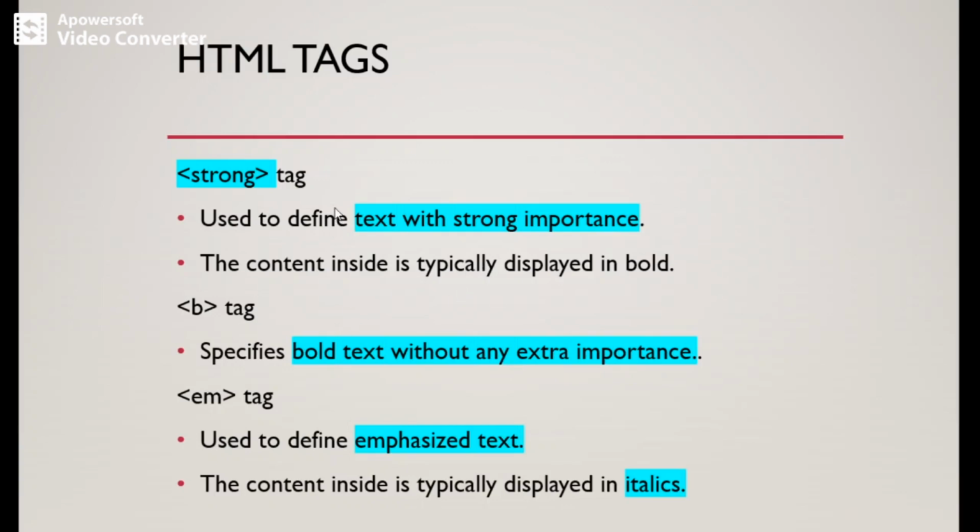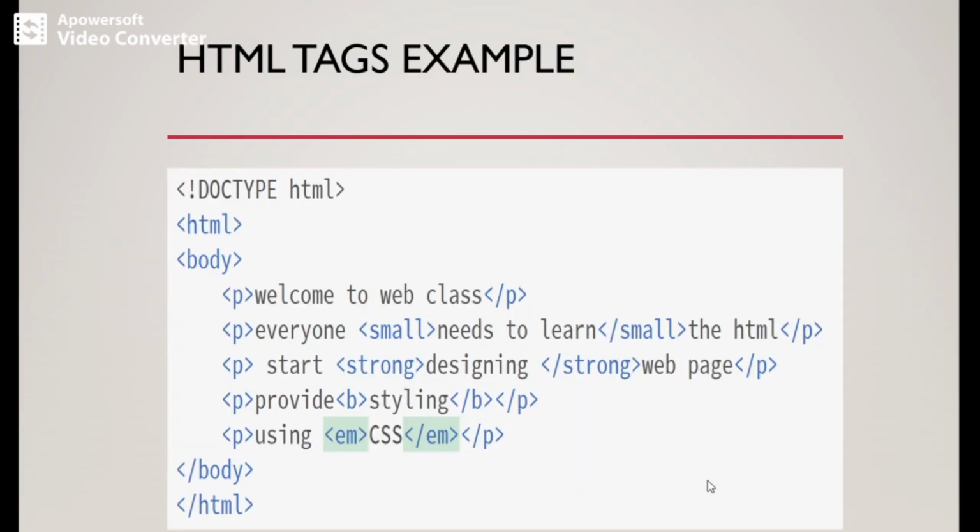Both are going to display the text in bold, but strong tag will provide strong importance to that text, whereas B tag doesn't. Then EM tag, emphasis tag. This is used to define emphasized text. The content inside is typically displayed in italics.